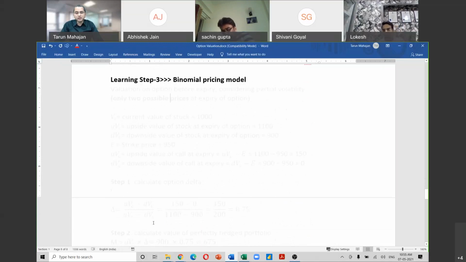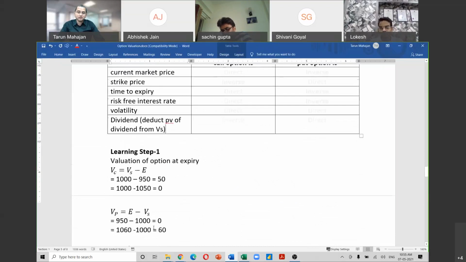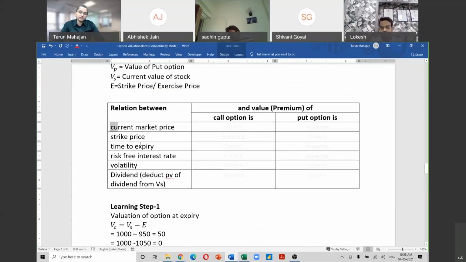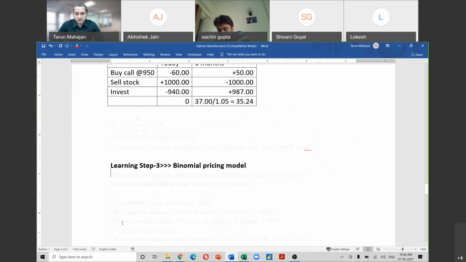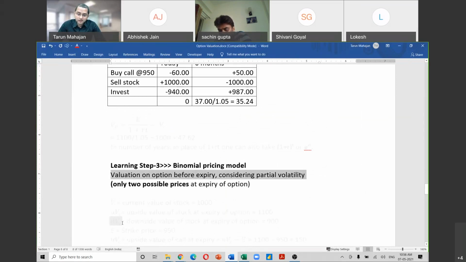See, what we did is we ignored volatility, but the fact of life is volatility is always there. In the first step, we considered 2 factors. In the second step, we considered 4 factors. Now we will consider volatility also. But volatility is something very complicated, so I will not consider volatility fully. First, I will consider partial volatility, a little amount of volatility. So my learning step number 3 is called the binomial pricing model: valuation of option before expiry considering some volatility.